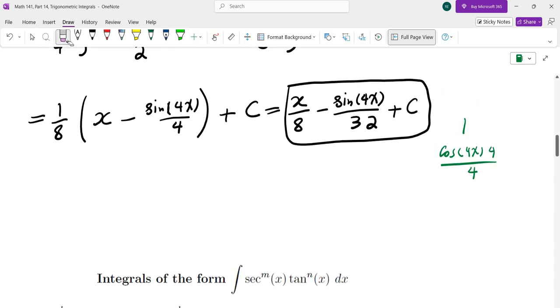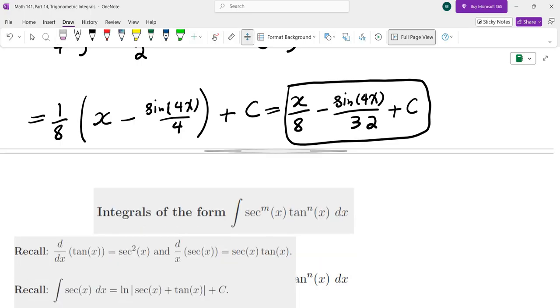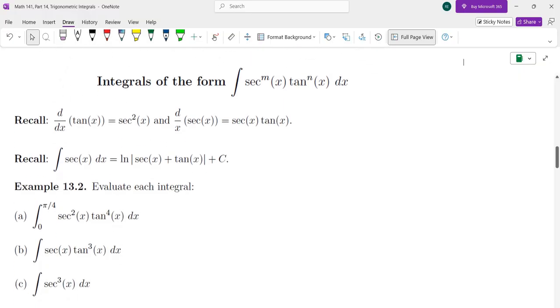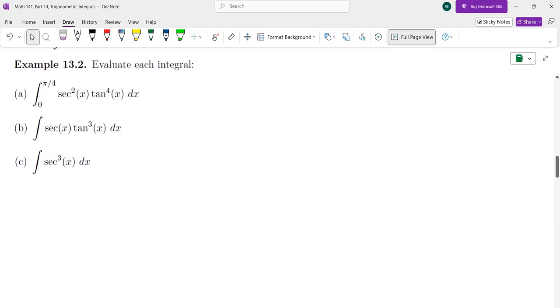Okay, so next thing we're going to do is we're going to look at products of tangent and secant. So for product of tangent and secant, we need a couple of formulas to remember. First, derivative of tangent is secant squared. That's something we have discussed before. Derivative of secant is secant times tangent. Again, something we have discussed before. And then also integral of secant is natural log of secant plus tangent and then plus c. And you have absolute value for whatever is inside the natural log.